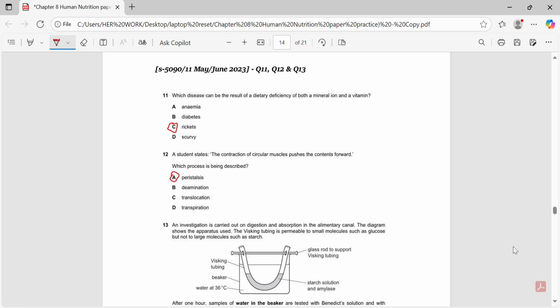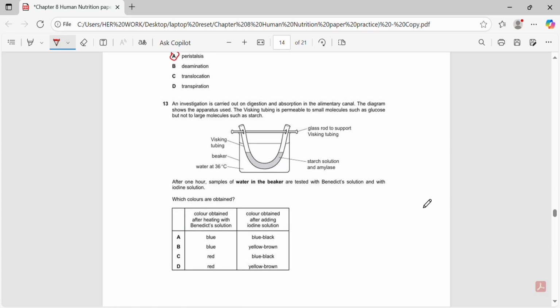Peristalsis. Now moving to the next question, also an MCQ. An investigation is carried out on digestion and absorption in the alimentary canal. The diagram shows starch and amylase inside biscuit tubing in warm water. After 1 hour, the water outside is tested with Benedict's and iodine solutions. Which colors are obtained?